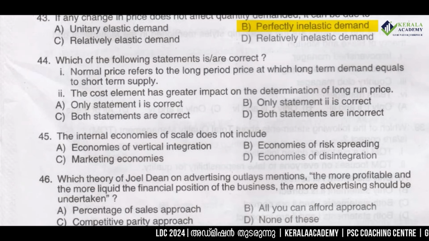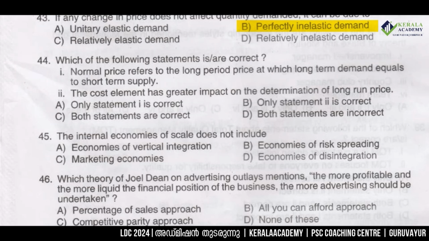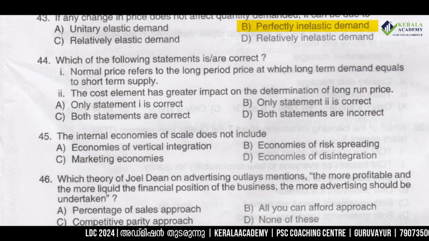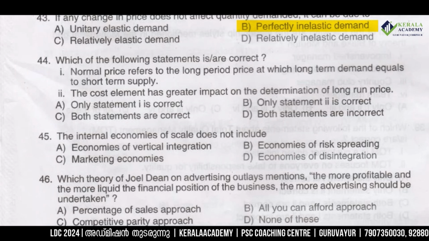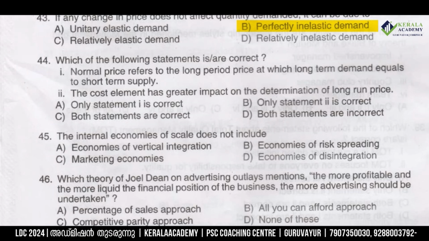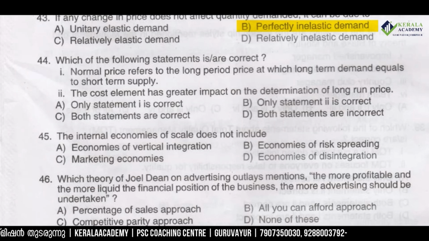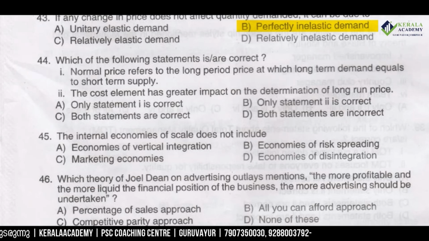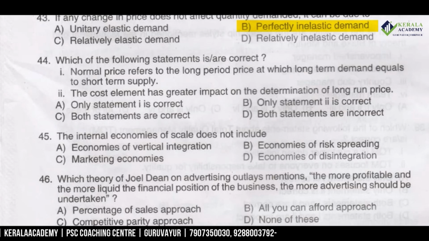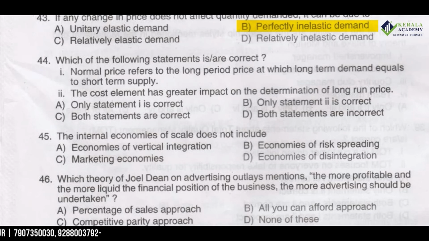Which of the following statements are incorrect? Normal price refers to the long period price at which long-term demand equals short-term supply. The cost element has greater impact on the determination of long-run price. Option A, only statement 1 is correct. Option B, only statement 2 is correct. Option C, both statements are correct. Option D, both statements are incorrect.